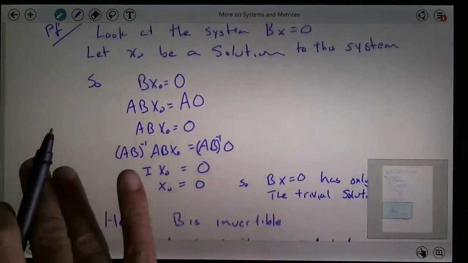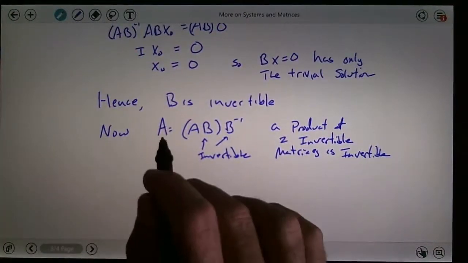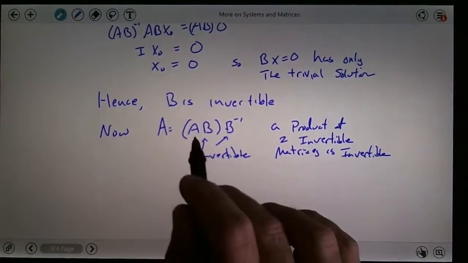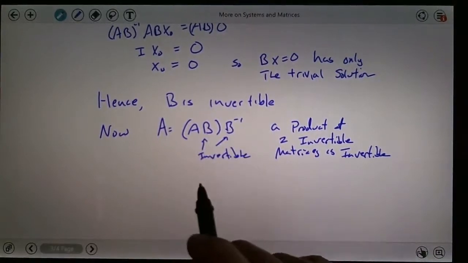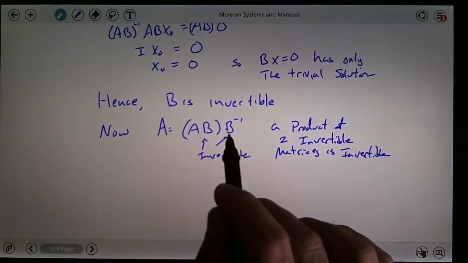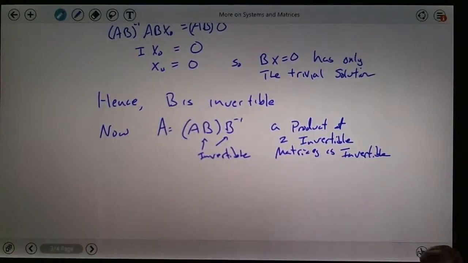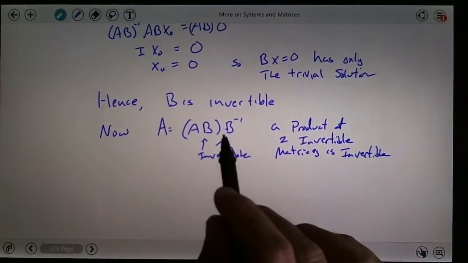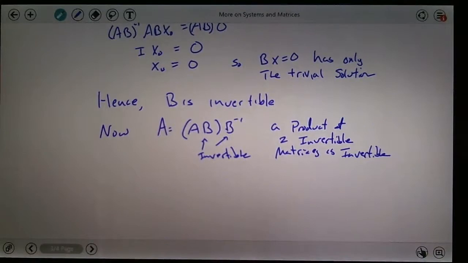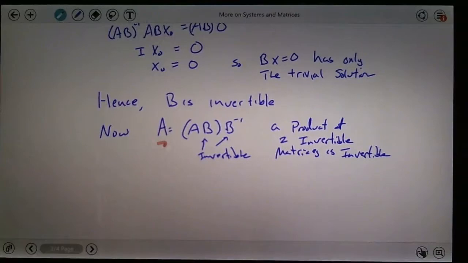So if B is invertible, then notice that I can write the matrix A as AB times B inverse. AB is given as invertible. B inverse is invertible because its inverse is B, and we just proved that B was invertible. So now I have A written as a product of invertible matrices, and we proved earlier that a product of two invertible matrices is invertible. So A must be invertible as well. Okay? So if the product AB is invertible, then so are both A and B.